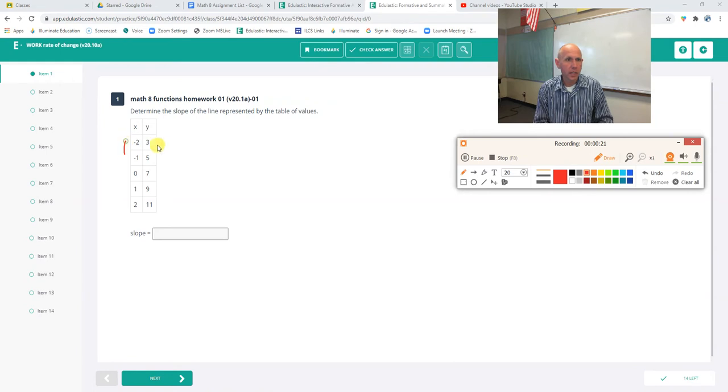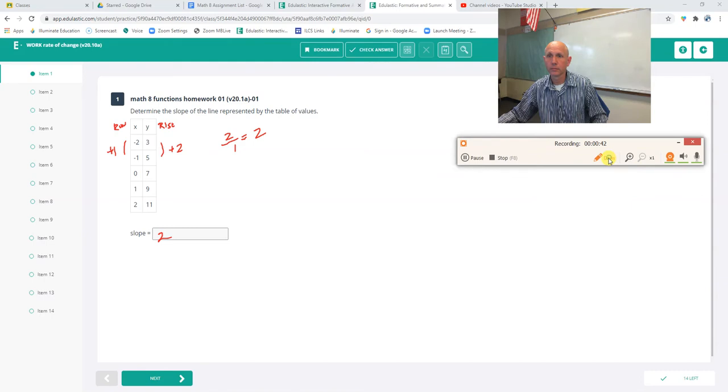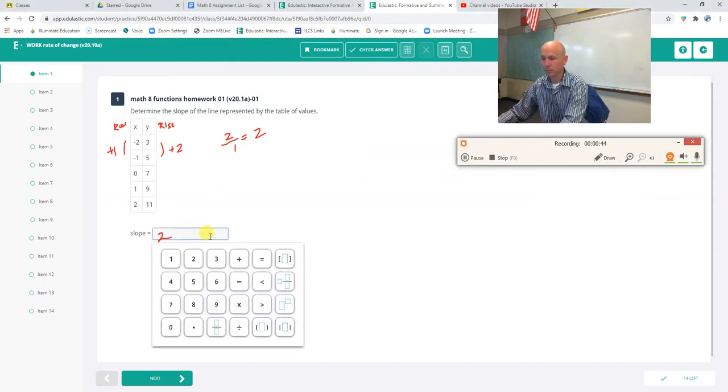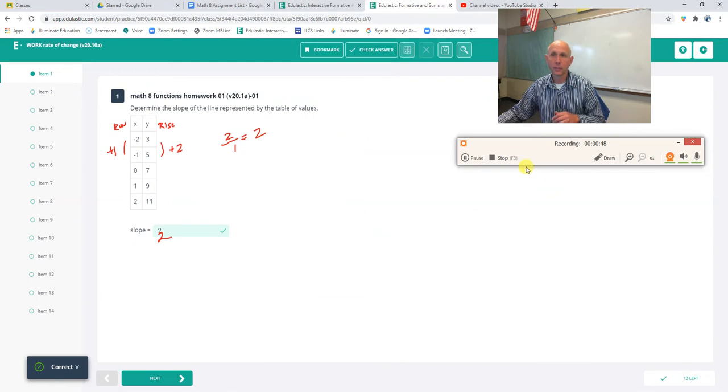So I need to find the change from here to here. This was at -2, now it's at -1. That means it went up by 1. This is at 3, then it's at 5. That means it went up by 2. This is the rise. This is the run. 2 over 1, which is 2. So my slope is 2. Checking my answer. That's good. Going on to the next problem.